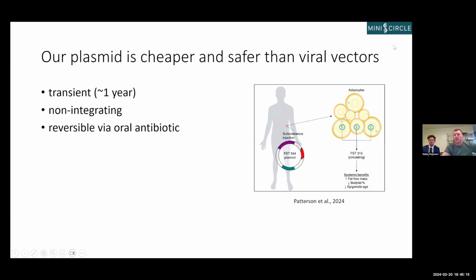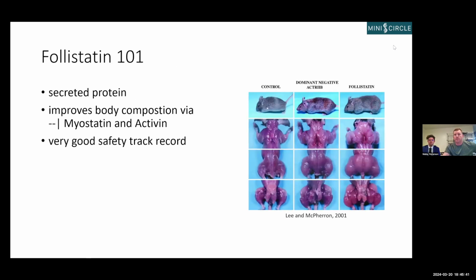So on the right here is just a cartoon illustrating the way we're using our plasmid system currently. So right now we're making use of secretory proteins. So follistatin is naturally secreted. By taking advantage of that, we can transfect a small number of fat cells around the abdomen and basically set up an export factory for our target gene. So that's a brief overview of our plasmid system.